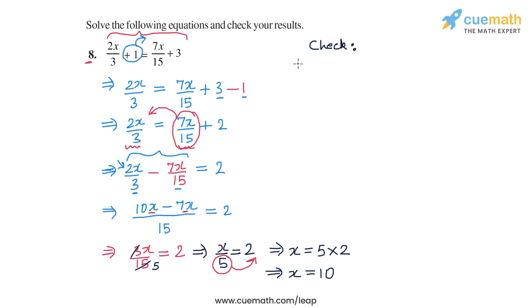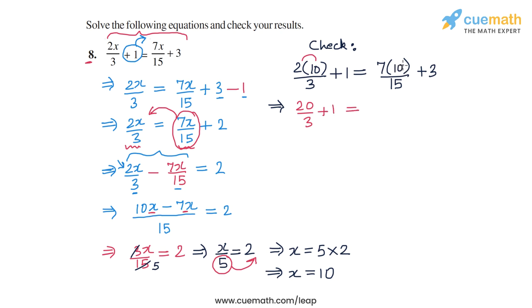So in the original equation we have 2x/3 + 1 on the left hand side. So 2 times 10 by 3 plus 1 on the left hand side, and on the right hand side we have 7x/15, so 7 times 10 by 15, and plus 3. Now we need to see whether these sides are equal or not. So 2 times 10 is 20, so we get 20/3 + 1, and on the right side we have 7 into 10/15.